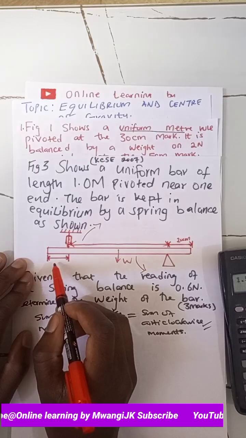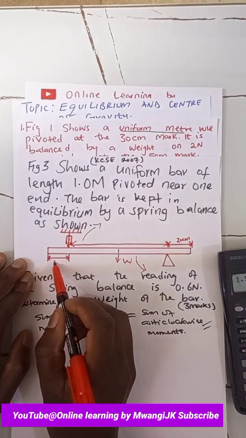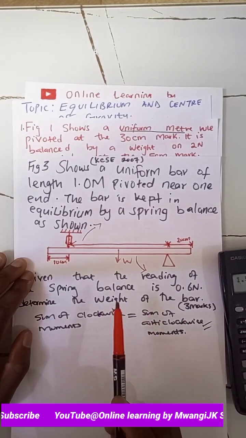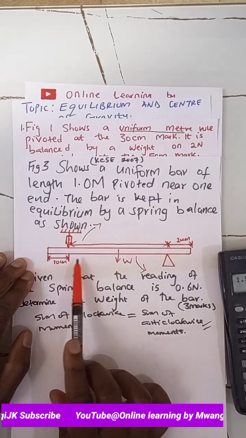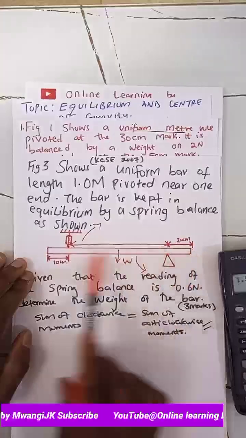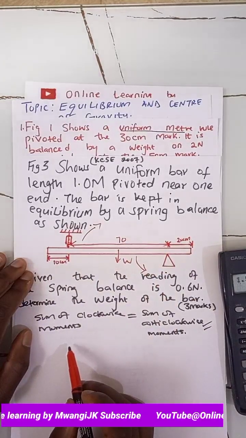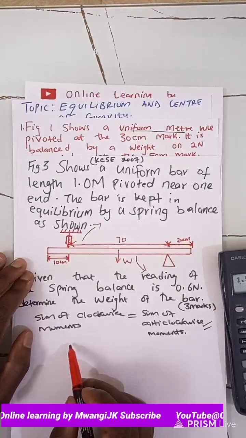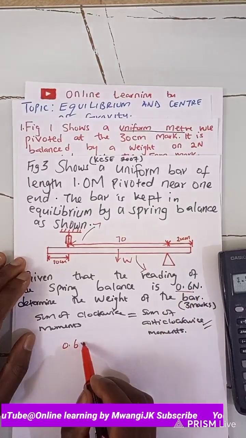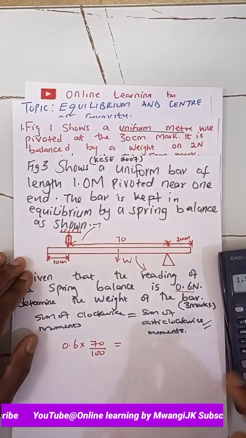Sorry, I forgot to indicate this was supposed to be 10 centimeters, not drawn to scale. If this is 10 centimeters and this is 20 centimeters, and we are talking of a meter rule, that is 100 minus 30, making this 70. So therefore we talk about the force, which is the reading on the spring balance, 0.6, multiplied by the distance, which is 70 over 100.